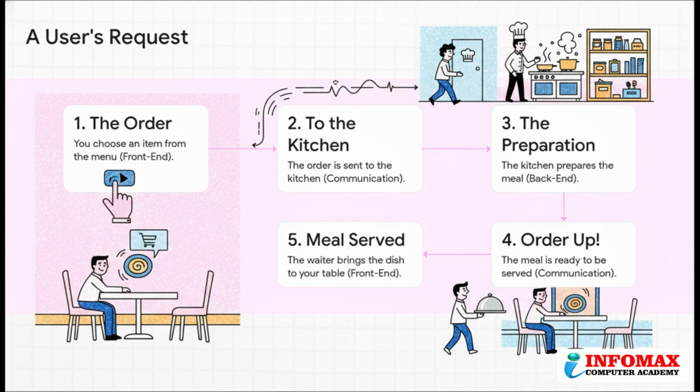Step 1. You're in the front-end dining room, and you click Buy Now. That's you telling the waiter your order. Step 2. That request gets sent to the back-end kitchen. Step 3. The kitchen gets to work. The back end checks the database pantry to see if the item is in stock, uses the application recipe to process your payment, and gets your order ready. Step 4. Order up. The kitchen tells the waiter it's ready. And finally, step 5, that finished dish, say a confirmation page, is sent right back out to the front end where the waiter serves it to you at your table.